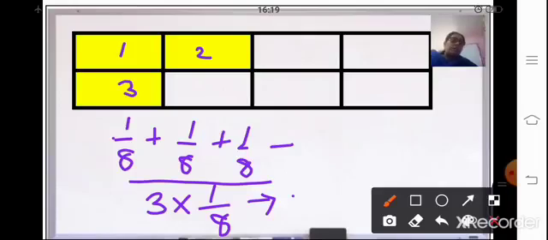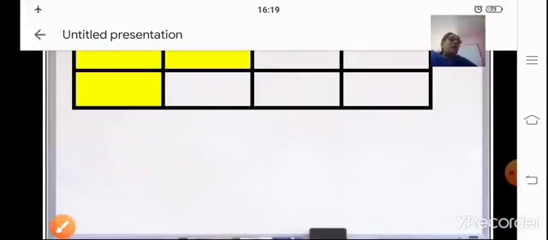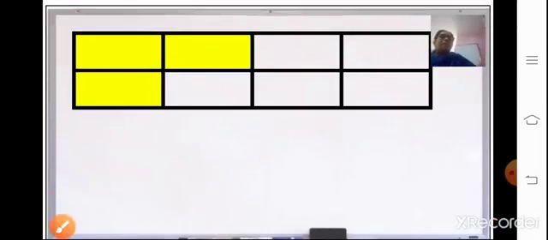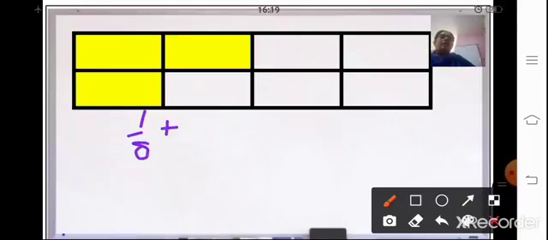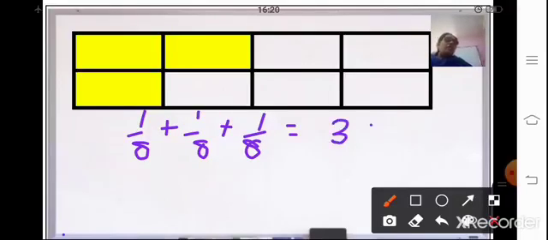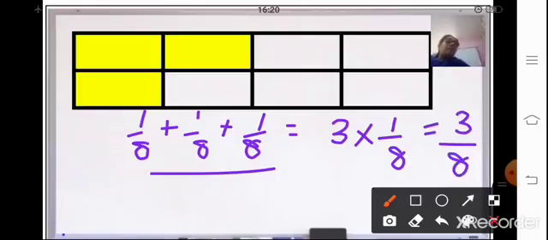Now thus, putting all the statements together, we can write it as 1/8 plus 1/8 plus 1/8 is equal to 3 into 1/8. That is, we have taken 1/8 3 times, so that is 3 into 1/8. So your answer will be 3 into 1, that is 3/8. That is, out of the total 8 parts, 3 parts are shaded.